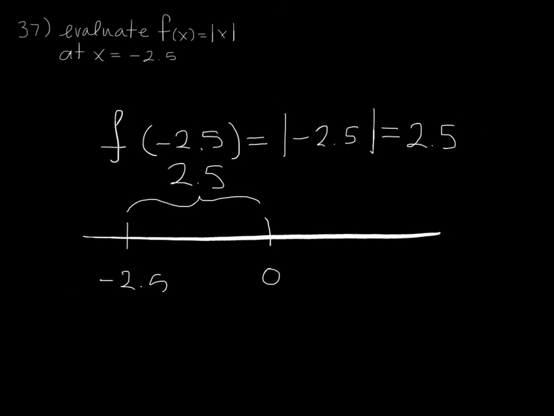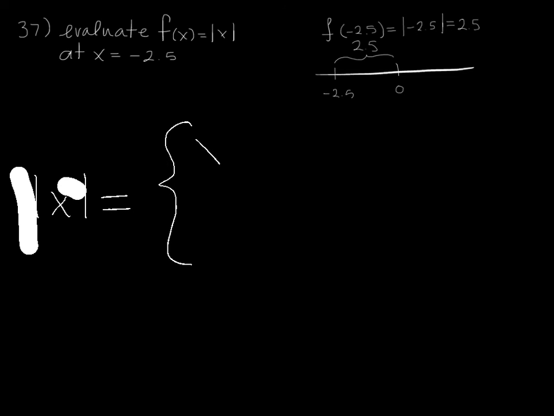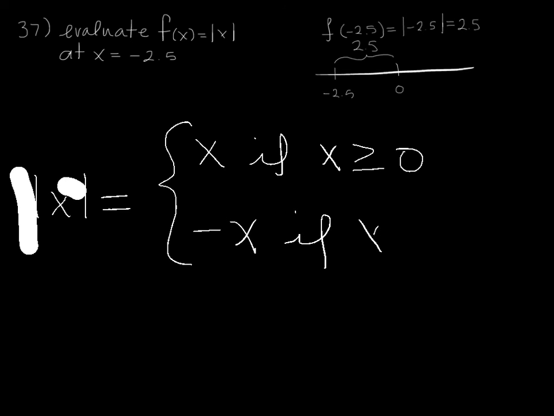Now I would like to look at this from a different point of view. Recall the definition of the absolute value function. The absolute value function is defined to be x if x is greater than or equal to 0, and negative x if x is less than 0. This is just a fancy way of saying the absolute value of x should be itself if x is positive, and it should be negative of itself if x is negative.